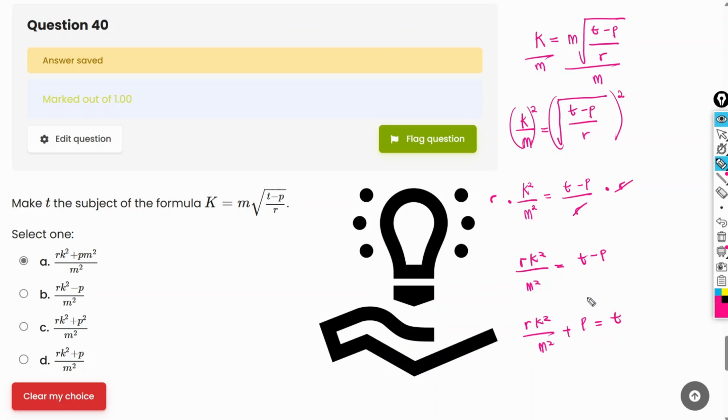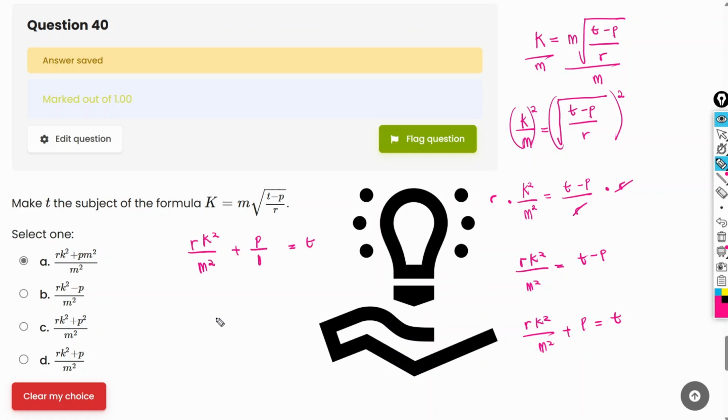All right, so is that in the options? Okay, so you can see that in the options, they made all the options a single fraction, right? So we can rewrite that. Let's rewrite that rk squared over m squared plus what? Plus p over 1. All right, that's t.